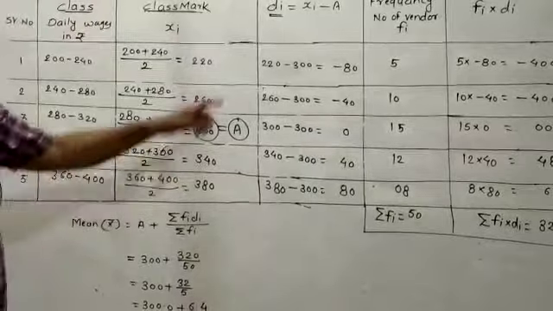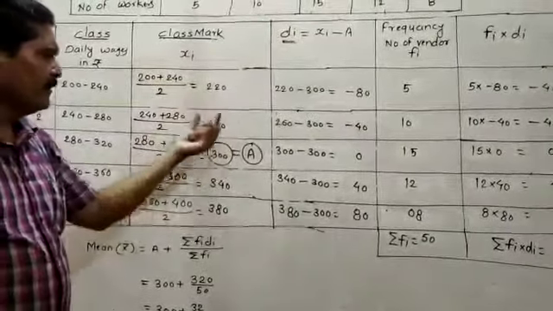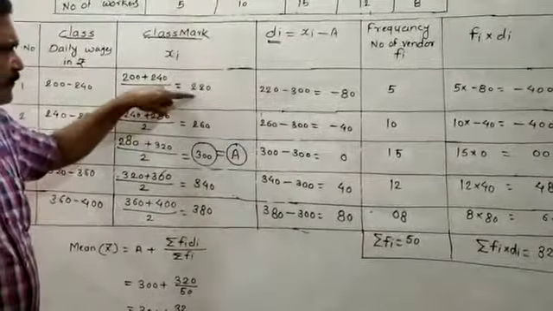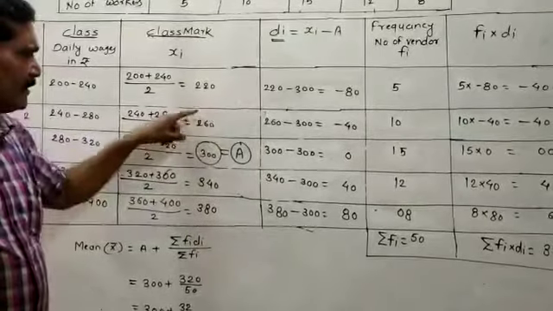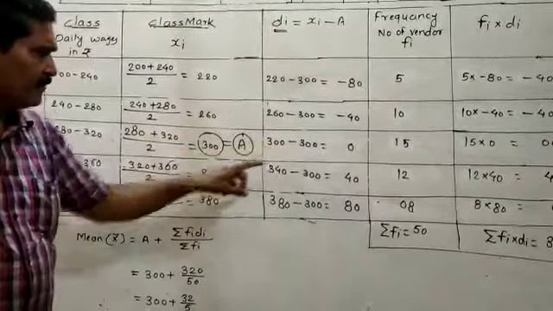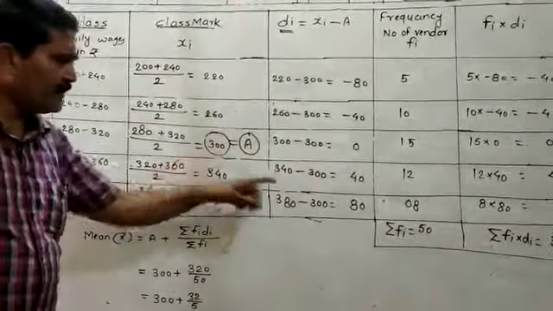How do you find out this column? Write this column, you have to see di. How do you write di? Once you assume A, then this is xi. xi minus A means 220 minus 300, here you have to write. 260 minus 300, here you have to write. 300 minus 300, here you have to write. 340 minus 300, here you have to write. And 380 minus 300, here you have to write.